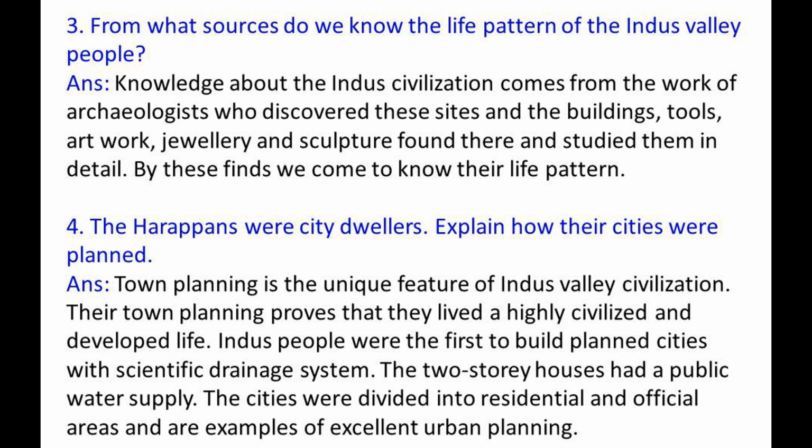Indus people were the first to build planned cities with a scientific drainage system. The two-story houses had a public water supply. The cities were divided into residential and official areas and are examples of excellent urban planning.